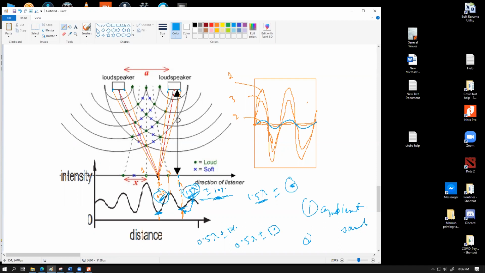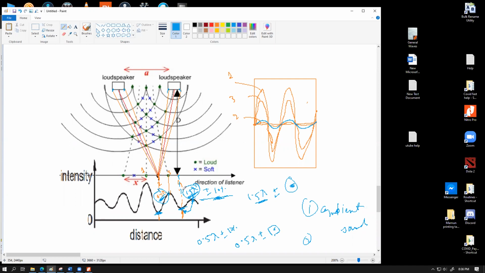Is this happening because of the wavelength or because of the amplitude? The wavelength difference is causing what is going to happen. The difference is happening because of amplitude and also because of the size of the loudspeakers.